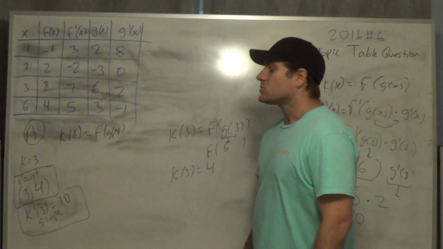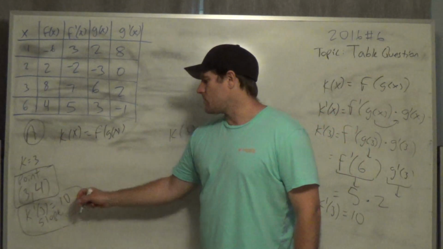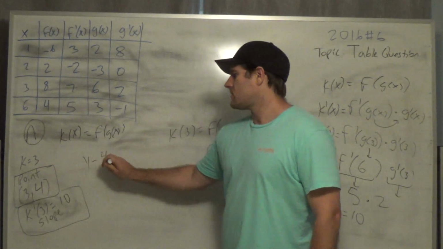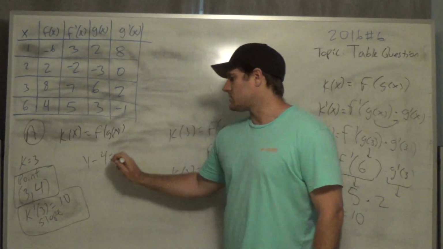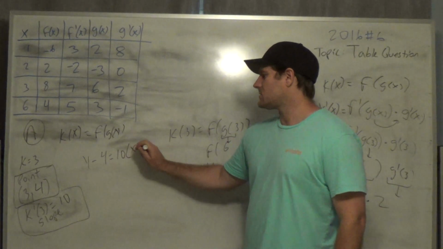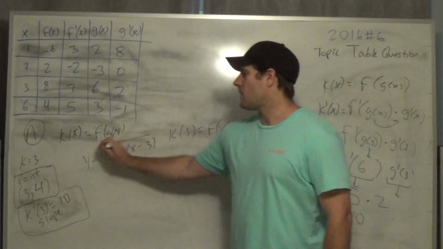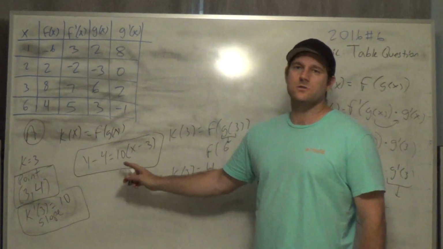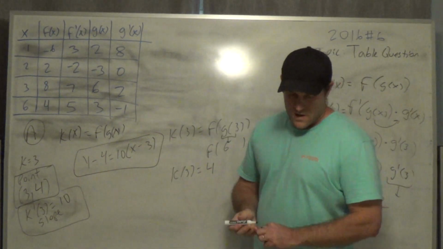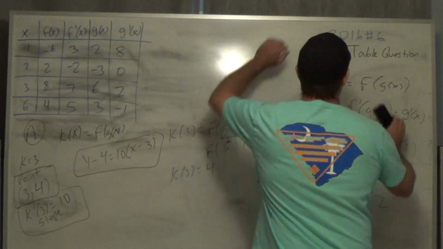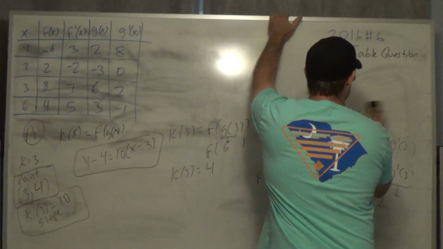All right. So to finish part A, we're going to take a point and a slope and write the equation in point-slope form. y minus y1 equals m, that's a 10, times x minus x1. And there you go. That right there is your answer to part A. All right, let me erase that. And now part B.